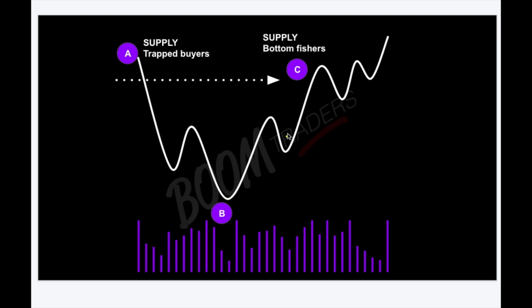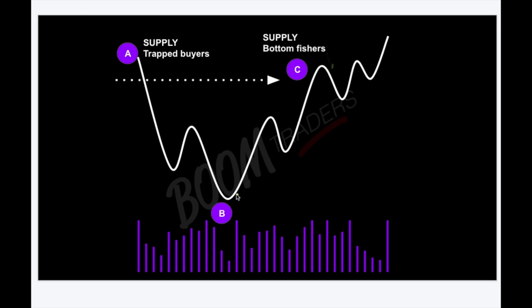Now, as the stock starts to move up, we come to point C, and this is where the two supplies at point A and point B appear. Basically, the trap buyers at point A see the stock coming back to their break even, and especially if the stock comes to pull back, like it might do here, they'll get afraid that it might do a similar move down and hence sell their stock either at break even or at a small loss, actually pushing the price down.